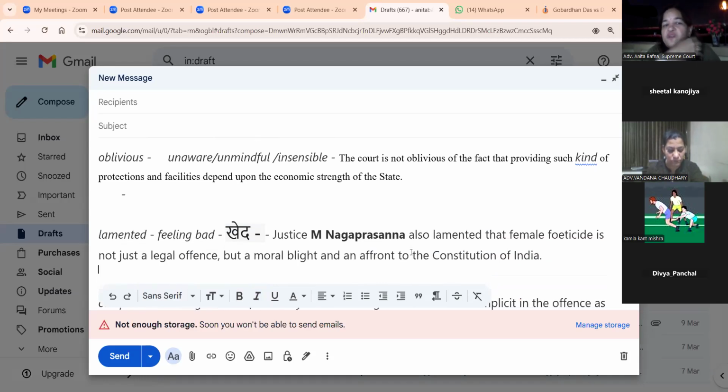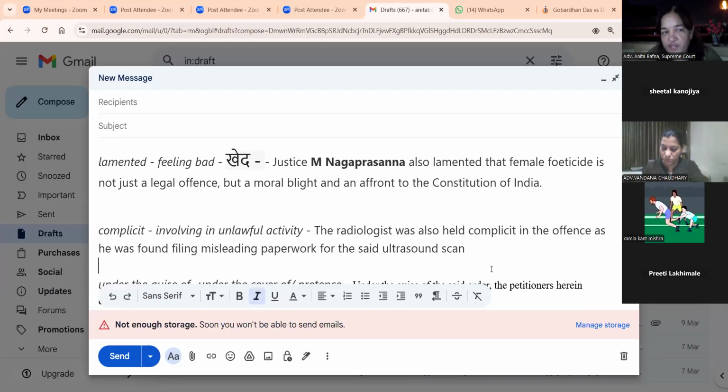Lamented. Now lamented means feeling bad. Now feeling bad, हिंदी में proper word तो नहीं है बुरा लगना, लेकिन the court ने खेद व्यक्त किया. Justice M. Nagaprasanna also lamented that female feticide is not just a legal offense but a moral blight and affront to the Constitution of India.